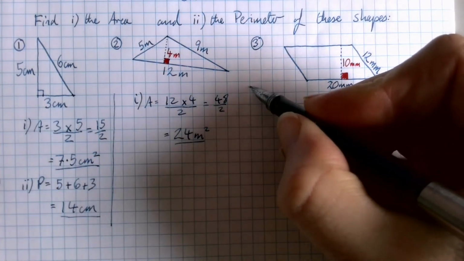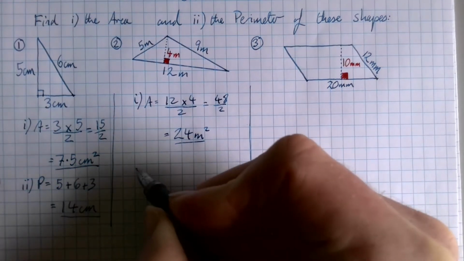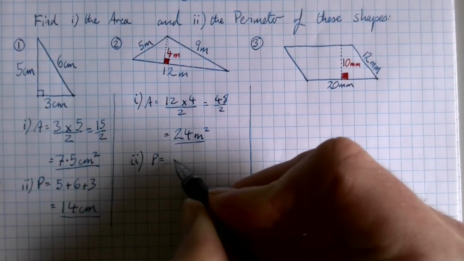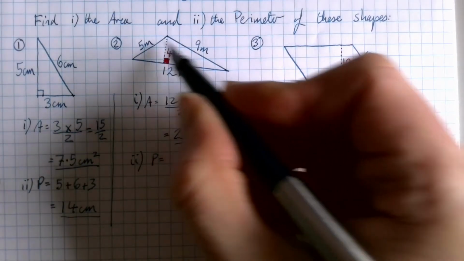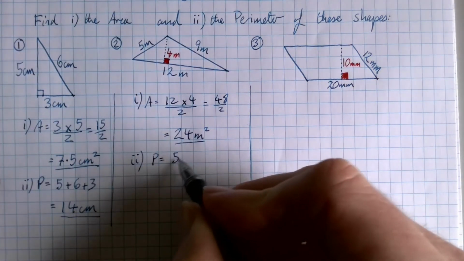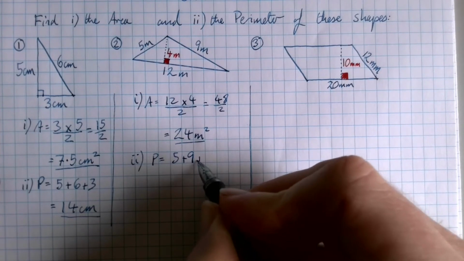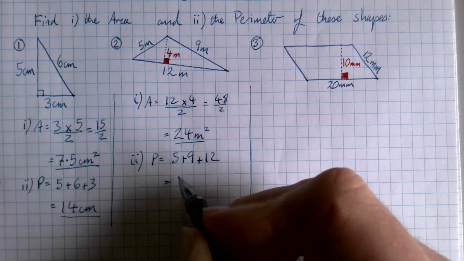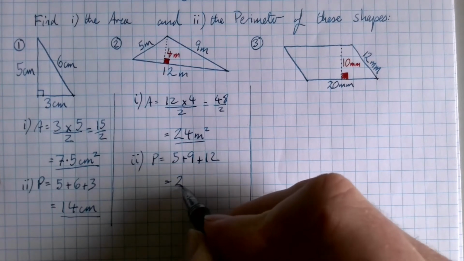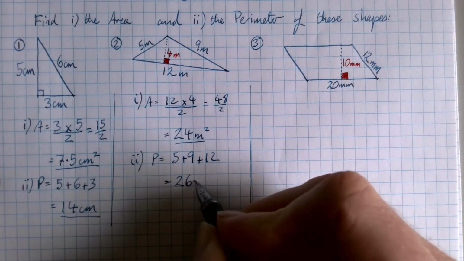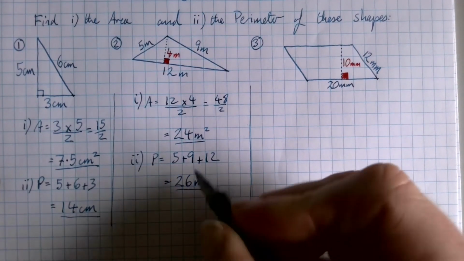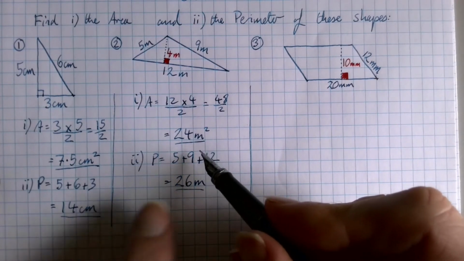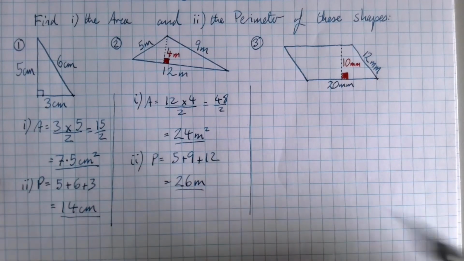Let's put a gap down there. And then the perimeter is the ones around the outside. So now we need to use that 5 and 9 and not the 4. 5 and 9 is 14. Add 12 is 26 meters. So these numbers have got a bit bigger. The perimeter is still bigger than the area, but only by a very small amount, not like twice as much as it was before.